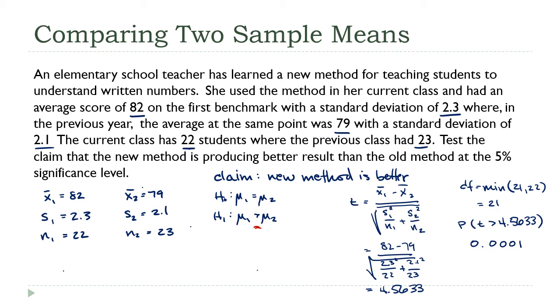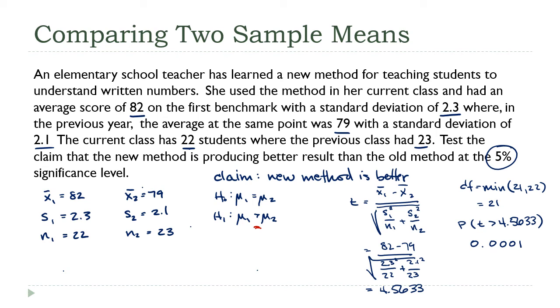So if you compare this to alpha, our alpha value is just 0.05. This is less than alpha, which means the likelihood that the result we're seeing here is occurring by chance is really, really small. So there is sufficient evidence to reject the null hypothesis.